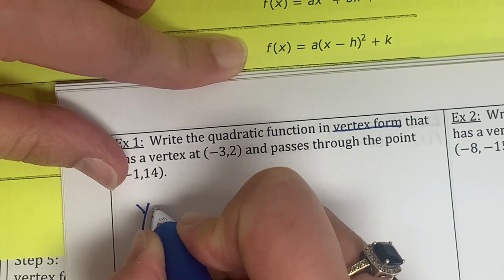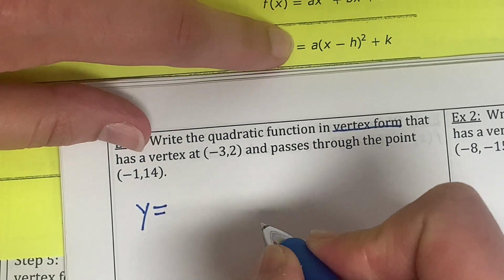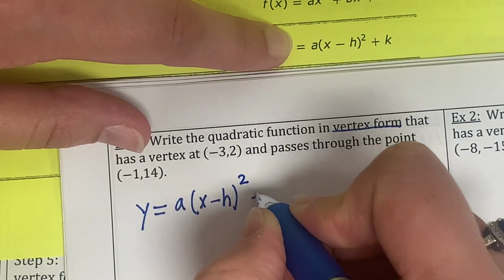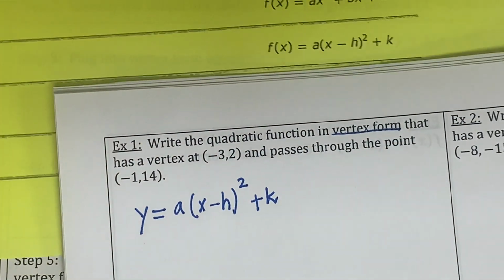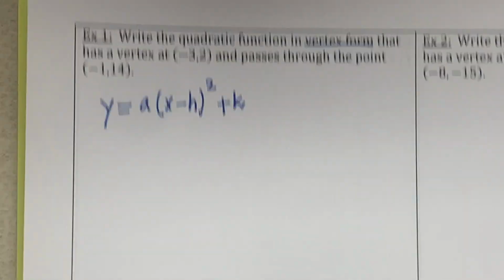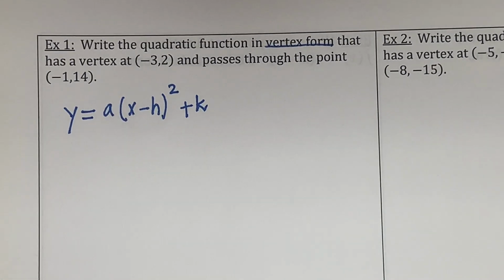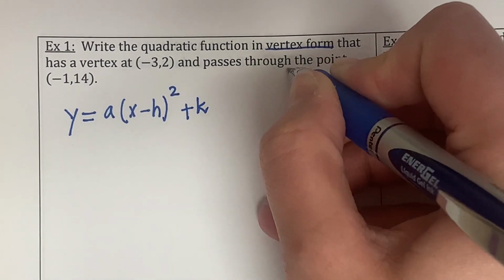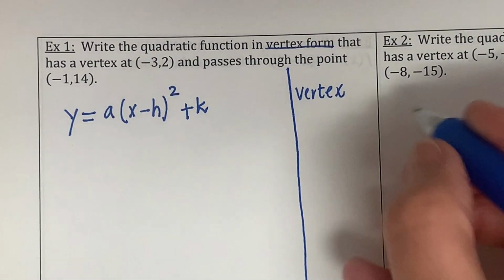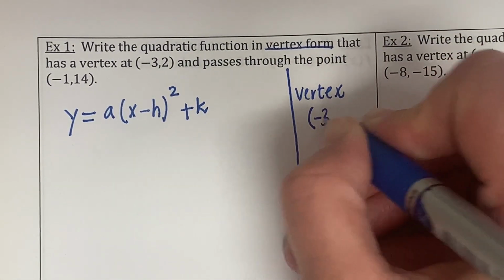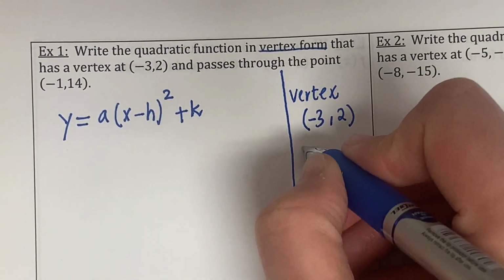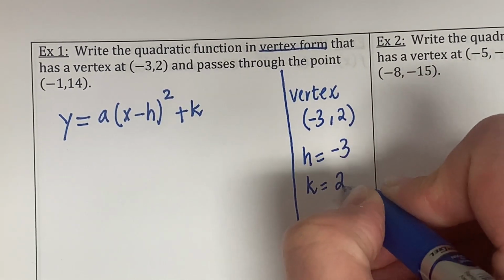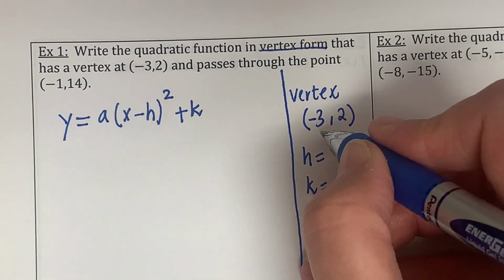Y equals, since I'm gonna be solving it, y equals a times x minus h whole squared plus k. I have it. Now I am going to use the side space to write some letters. Vertex was given to me as -3, 2. That means h is -3 and k is +2. This is your h and k.